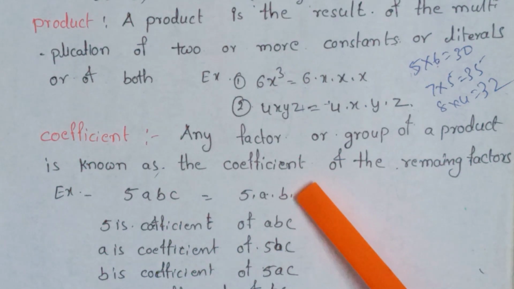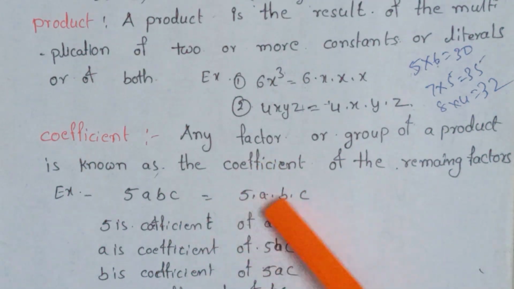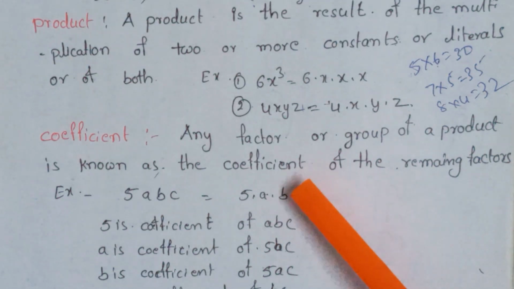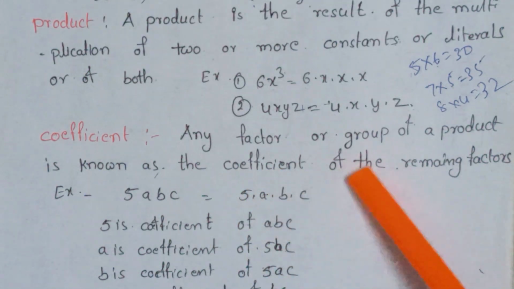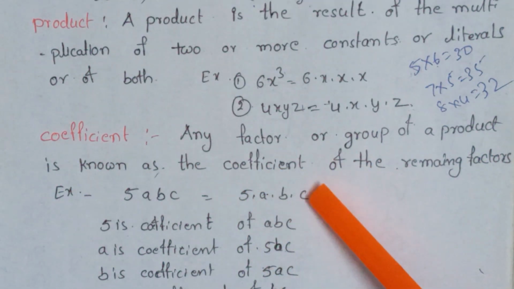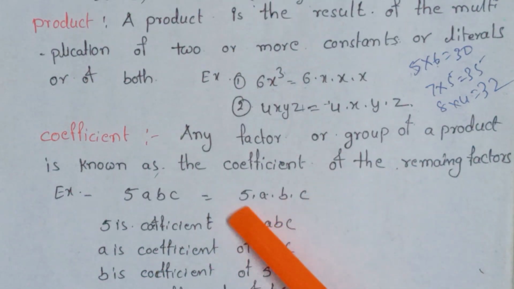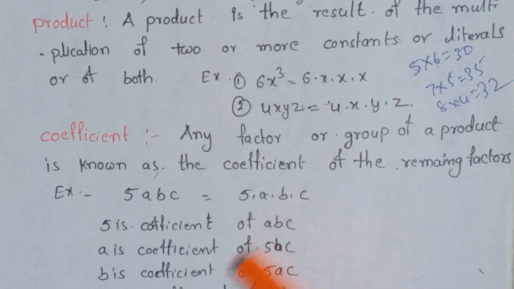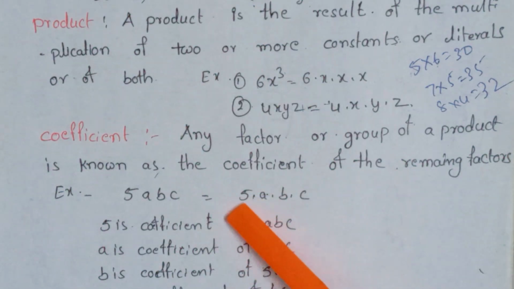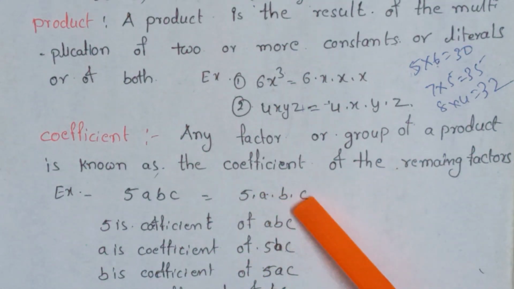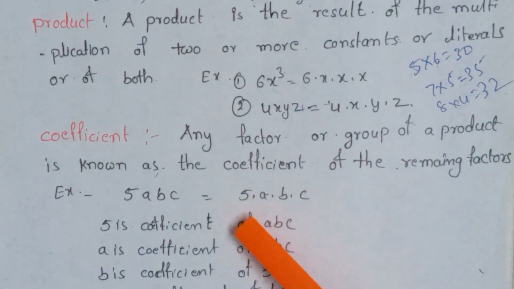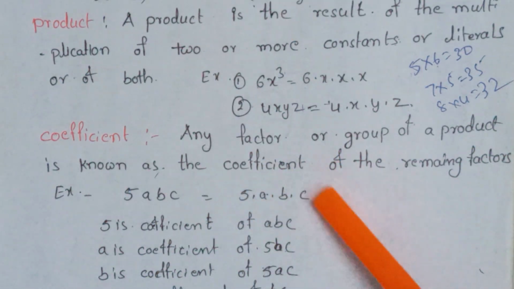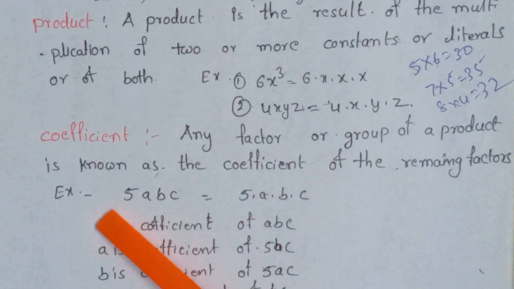One factor is the coefficient of the remaining factors in that group. C is the coefficient of 5AB. B is the coefficient of 5AC. A is the coefficient of 5BC. 1 is the coefficient of the remaining factors. So this is the coefficient.